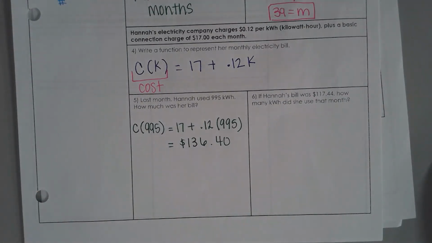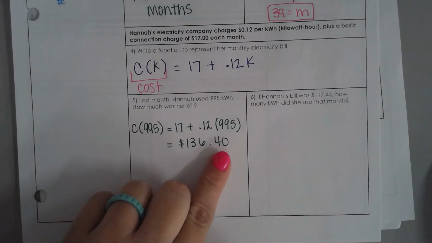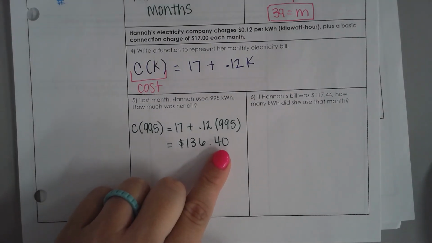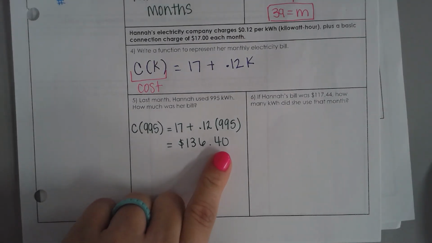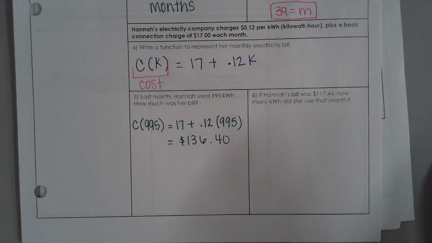$136.40. Which is about, I don't know, that's about what my electricity bill is in the summer. In the winter, when you have to use your heat, guess what? Goes up. Miss Johnson, did you put the 0 at the end as like a placeholder or something? When you're talking about money, money always has 2 decimal places, yeah. If you just put 136.4, it's not wrong.